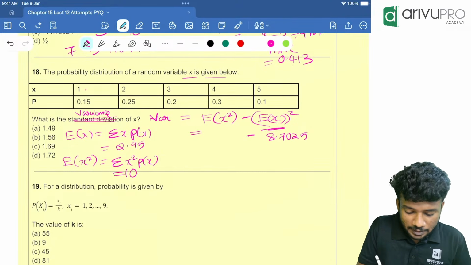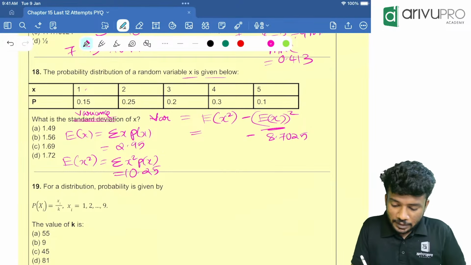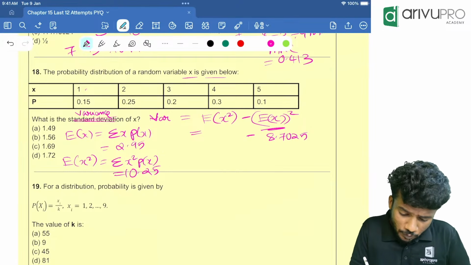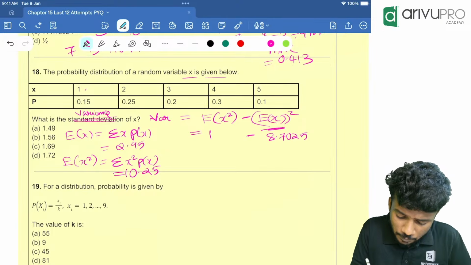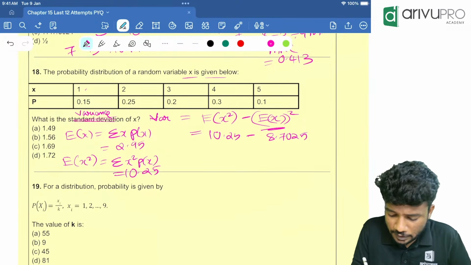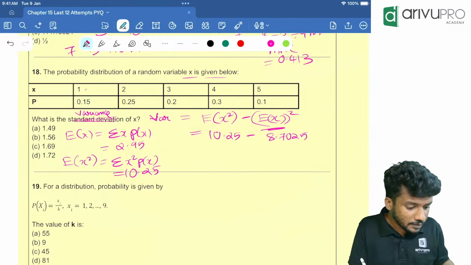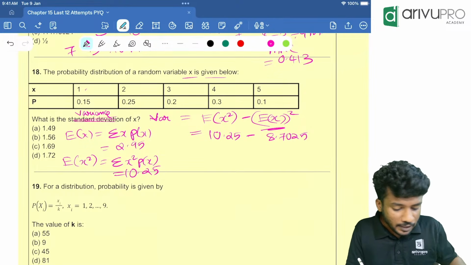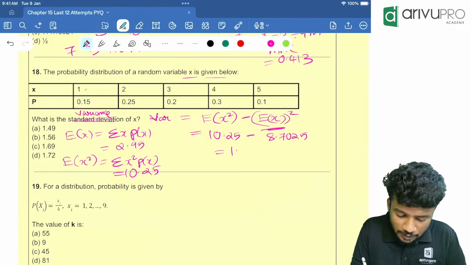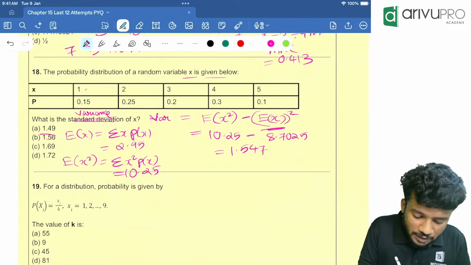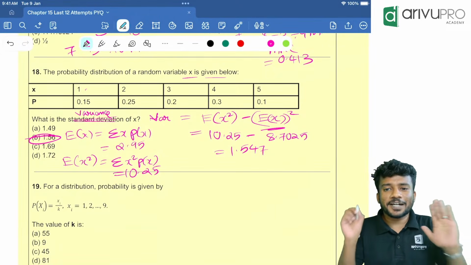You are getting 10.25. So substitute over there. The answer is 10.25. I hope that everyone got 10.25 itself. Then minus 8.7025. That is 1.547 you are getting. The nearest answer is option B, 1.56. I hope everyone understood this.